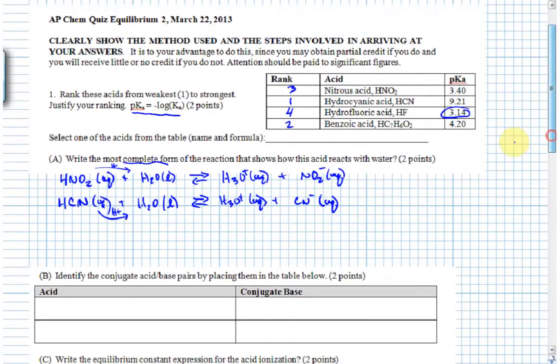Continue on. We've got hydrofluoric acid, HF, one of the strange ones. Hydrofluoric acid, even though it's a halogen, is a weak acid as opposed to its counterparts in that column, which are all strong acids. We can tell it's a weak acid because of its Ka. So don't be fooled there. So hydrofluoric acid donates a proton to water to form hydronium ion and fluoride ion.